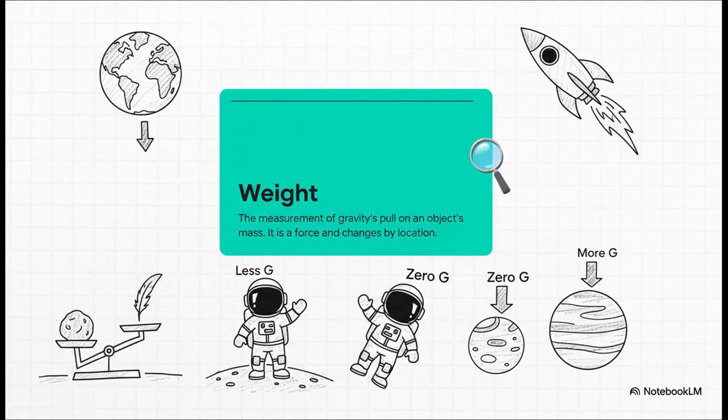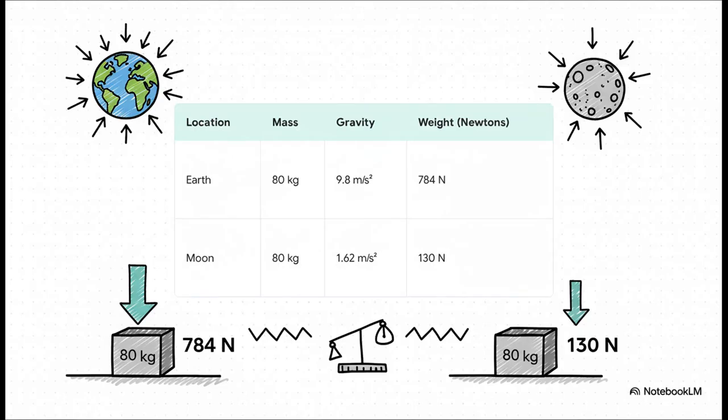See, weight is a force. It's the force of gravity pulling on an object's mass. And because gravity is different in different places, your weight can change a lot. This table makes it super clear.